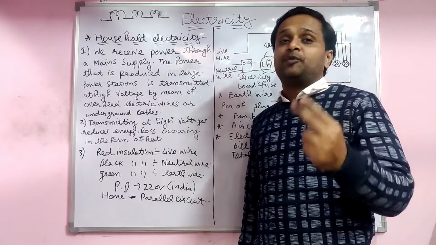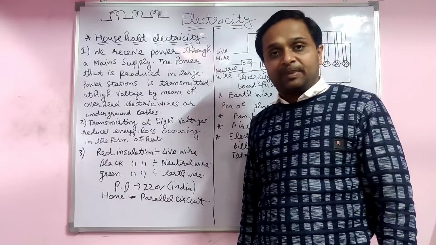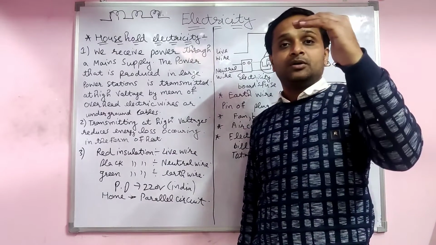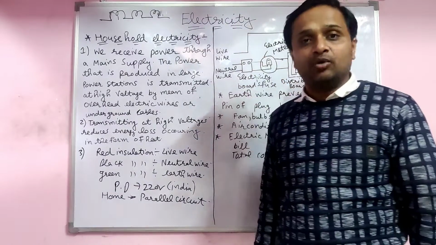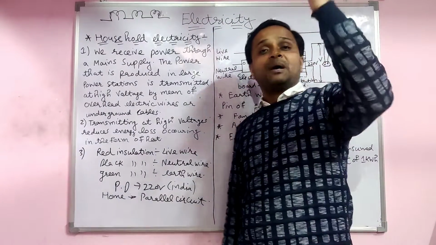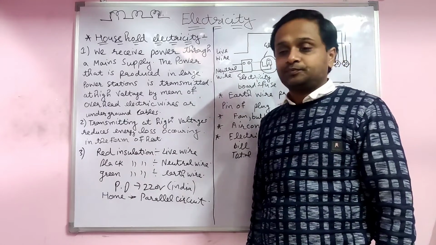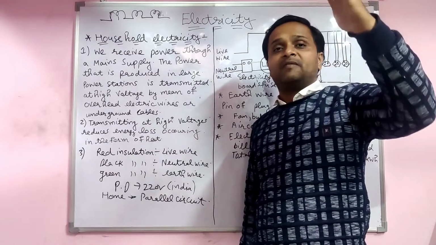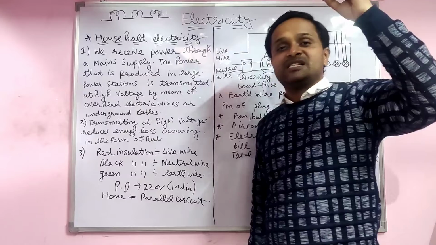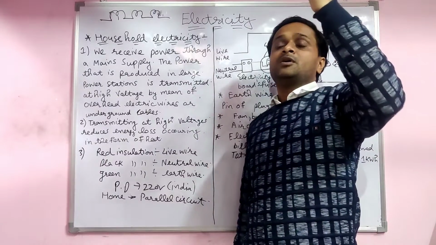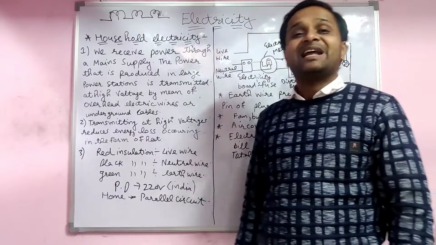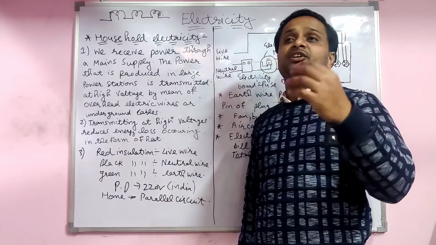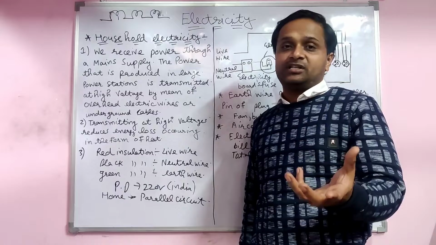We use two types of transformer. The first one is a step up or step down. Near our home, there is a step down transformer, or near the power station, a step up transformer. In a thermal power plant or a hydro power plant, the generator converts the mechanical energy into electrical energy, at 220 volt.